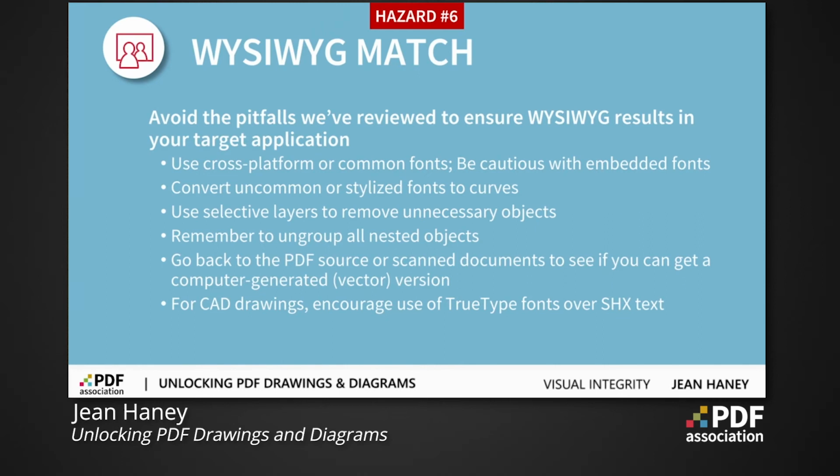If you take care to avoid the pitfalls we've reviewed, you'll find success converting your PDF drawings and diagrams to editable vector formats. Some tips: use common multi-platform fonts. Convert uncommon or stylized fonts to curves. Use selective layers to remove unnecessary objects. Remember to ungroup all nested objects.